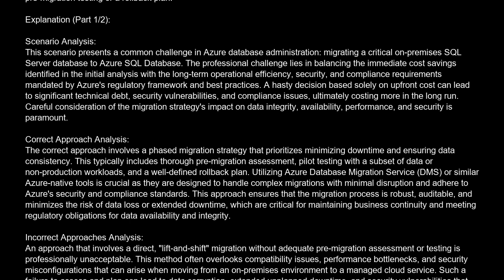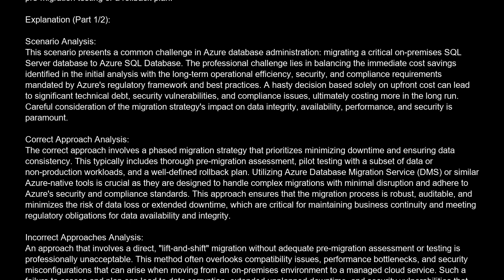Correct approach analysis. The correct approach involves a phased migration strategy that prioritizes minimizing downtime and ensuring data consistency. This typically includes thorough pre-migration assessment, pilot testing with a subset of data or non-production workloads, and a well-defined rollback plan.